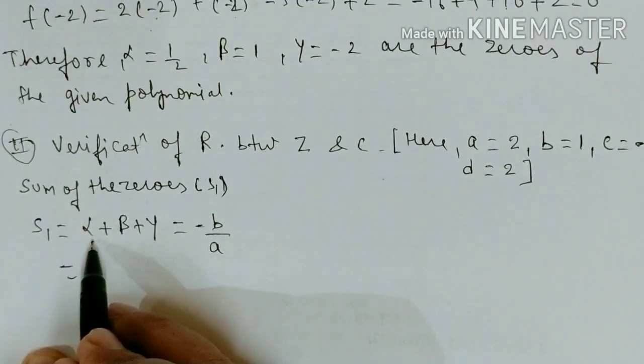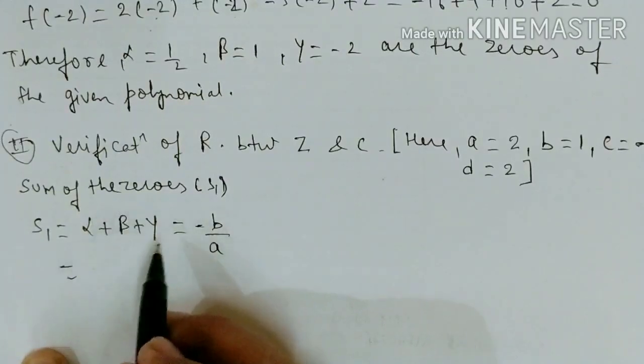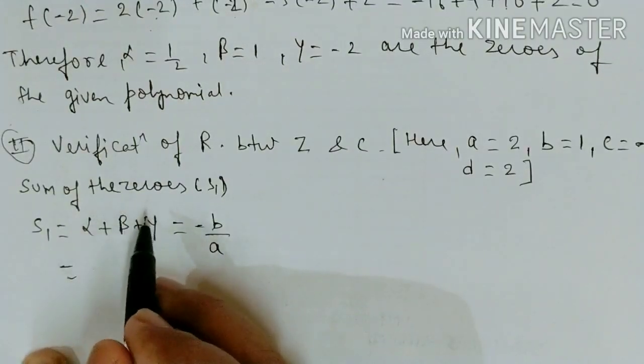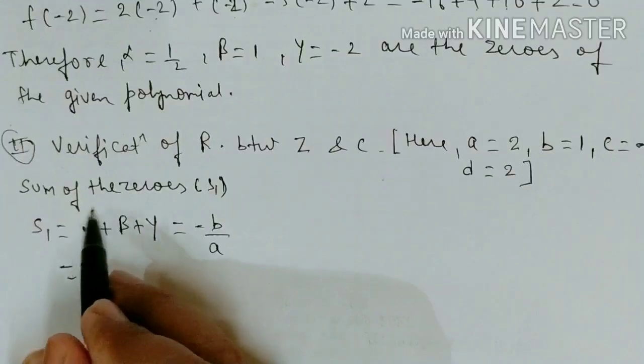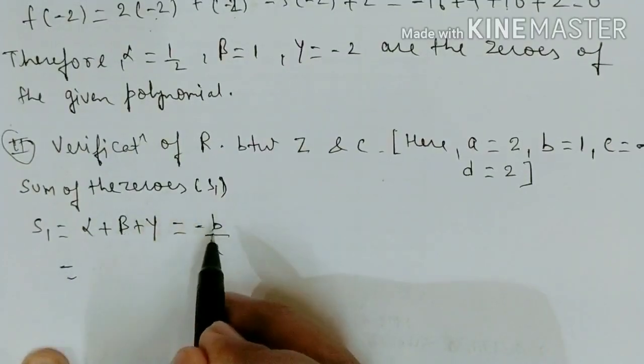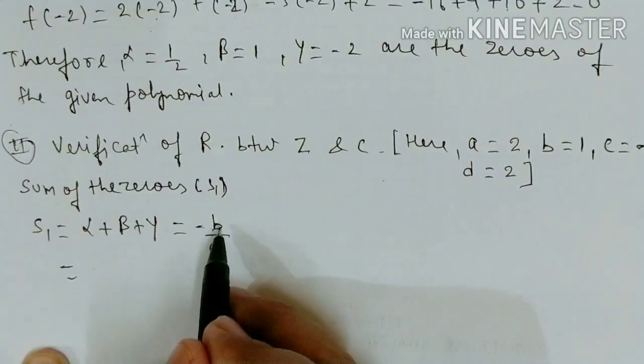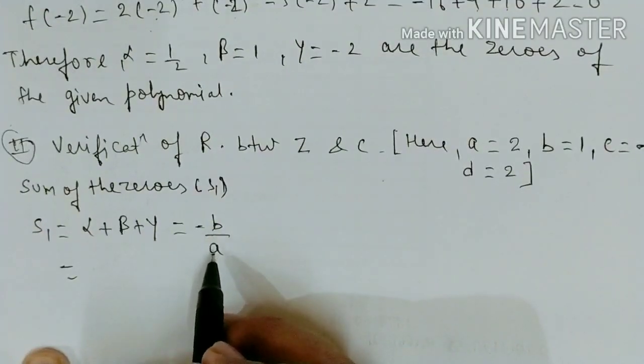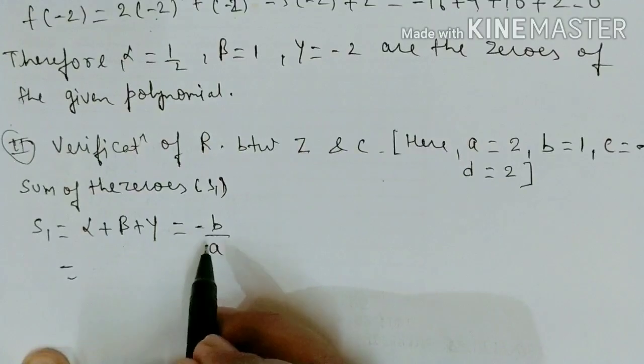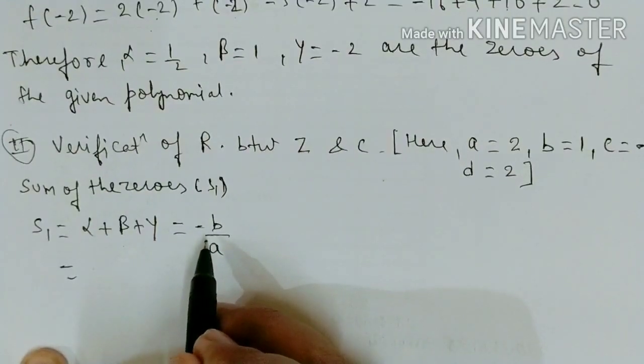Now here, first I will do the simple addition that we always do, that is, we will actually be adding the numbers, and here a formula is given, that is minus b by a. So I will be putting the value of the coefficient. If LHS is equal to RHS, then our relation has been verified.